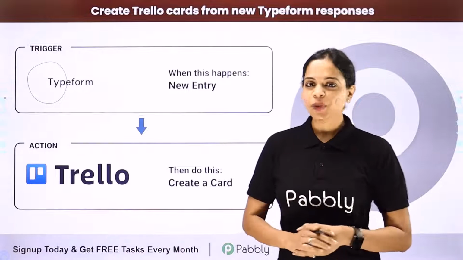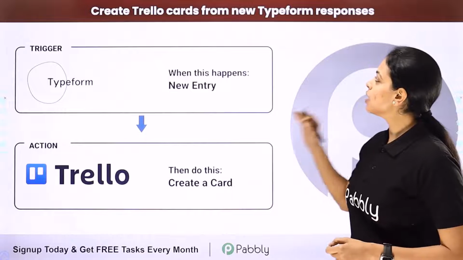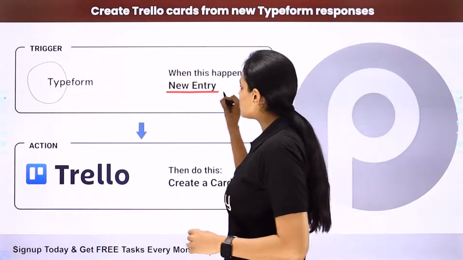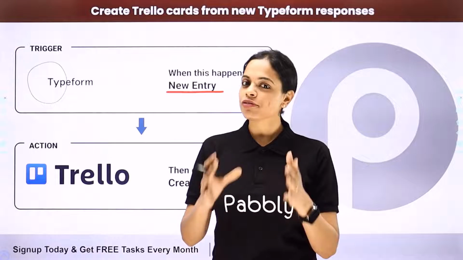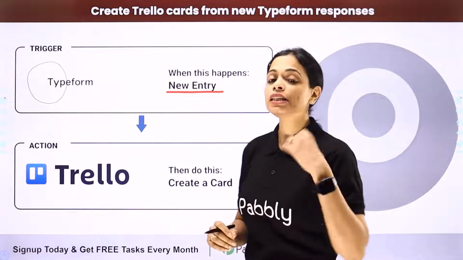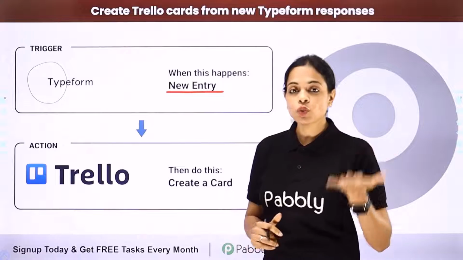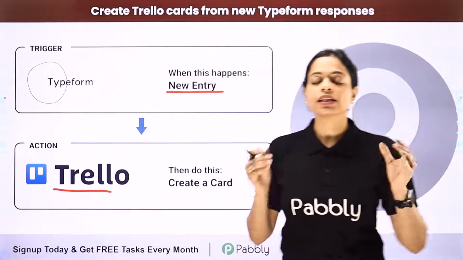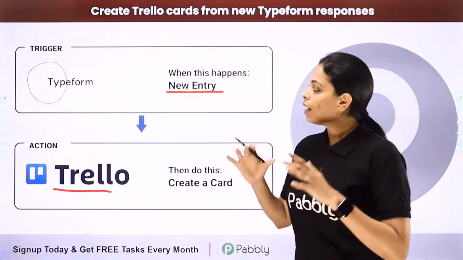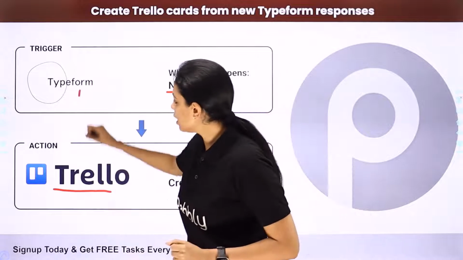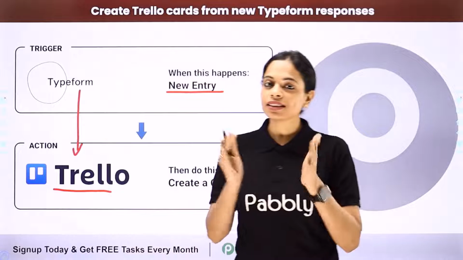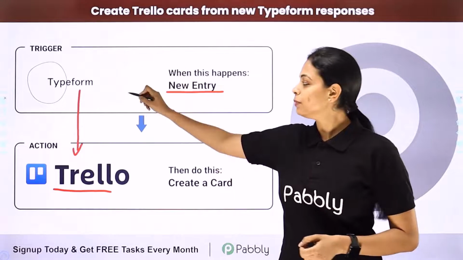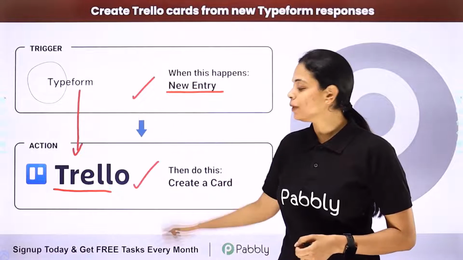In this video, we are going to see how to create Trello cards from new Typeform responses. So every time a new entry is received in Typeform, which is a form builder application, then with the details you have received, you want to create a card in Trello, which is a web-based list-making application. Now, how can you do that? For this, you will have to integrate the two applications, and the same thing can be done using Pabbly Connect software. Here your trigger application would be Typeform and your action application would be Trello.